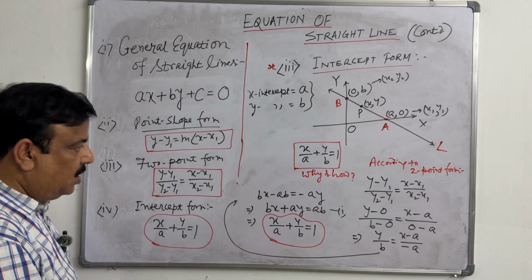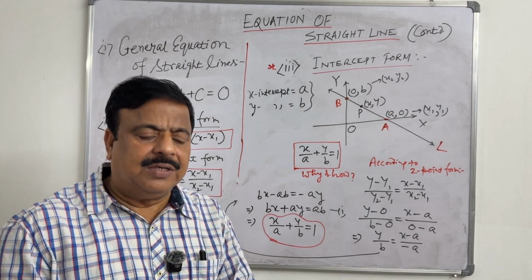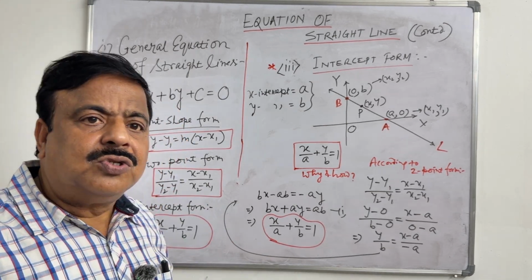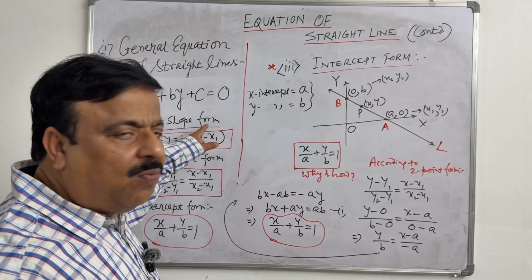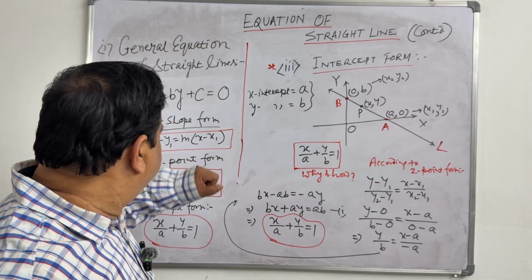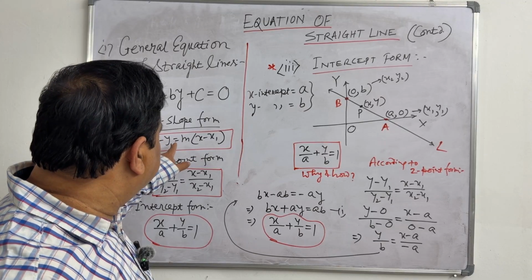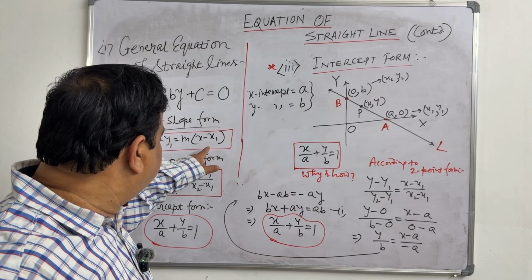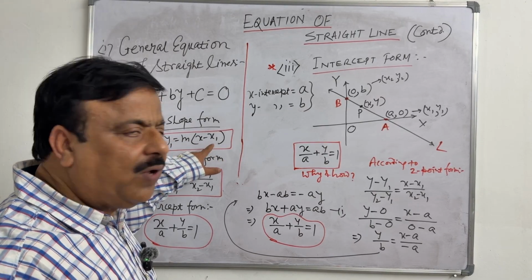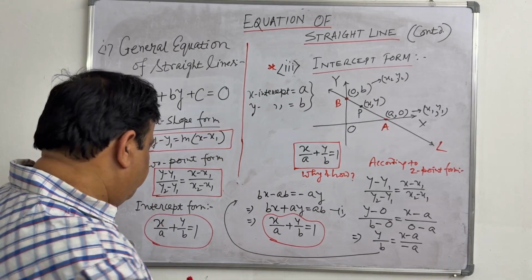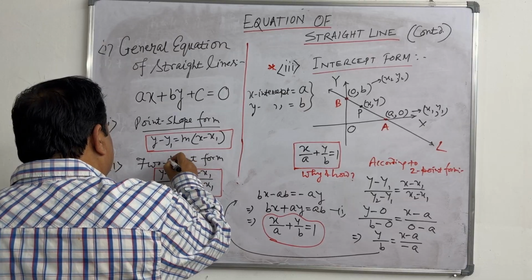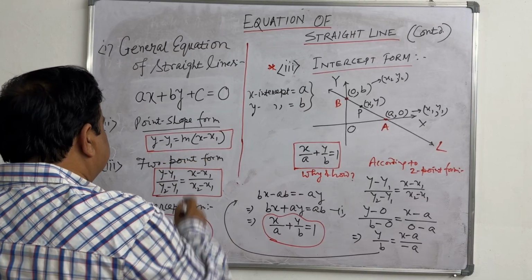So today we have learned three forms of a straight line. First one is point slope form. What is the equation? Y minus y1 is equal to m into x minus x1, where the point (x1, y1) and the slope m are given. Okay. What is the second form? That is 2-point form. What is this?